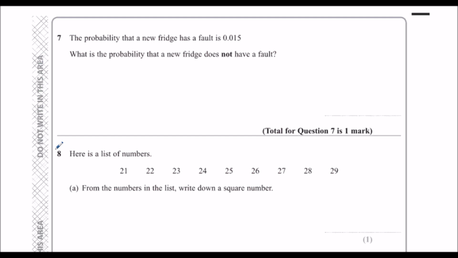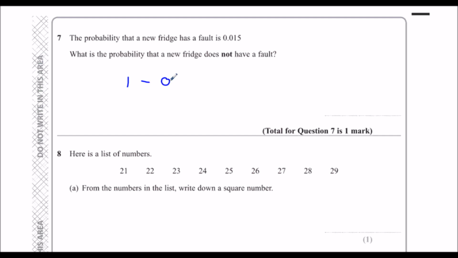Okay, the probability that a new fridge has a fault is 0.015. What is the probability that the new fridge does not have a fault? So this is testing whether we know that all probabilities have to add up to one whole. So the fridge has either got a fault or it's not got a fault. So these two things have to add up to one whole.